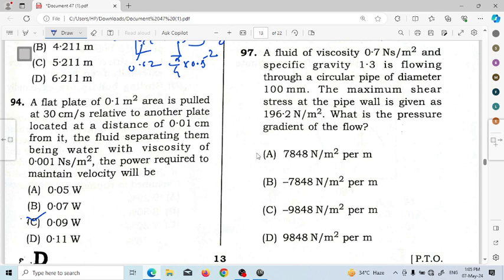Next, question number 97. A fluid of viscosity 0.7 Newton second per meter square and specific gravity 1.3 flowing through a circular pipe of diameter 100 mm, and the maximum shear stress at the pipe wall is given as 196.2 Newton per meter square. Then what is the pressure gradient of the flow?